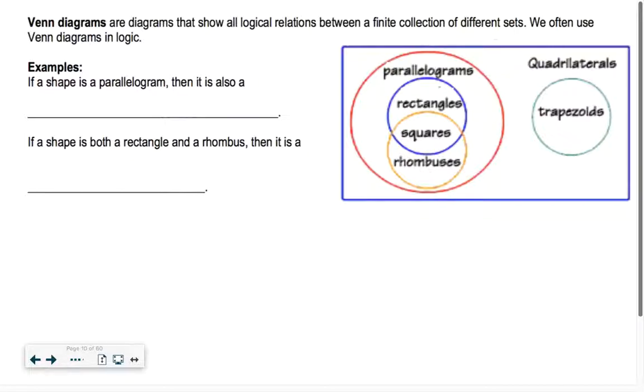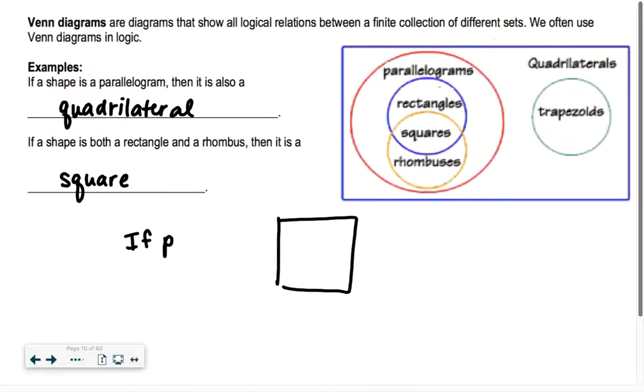But let's look at the Venn diagram. So it says if a shape is a parallelogram, then it is also a what? No, tricky. Then it is also a quadrilateral. If we know it's a parallelogram, then the only thing we can guarantee that it also is outside of it, it's a quadrilateral. If a shape is both a rectangle and a rhombus, then it is also a square. So it's tricky. So if I was talking about if P, then Q, so we just said if a shape is a parallelogram, then it is also a quadrilateral.